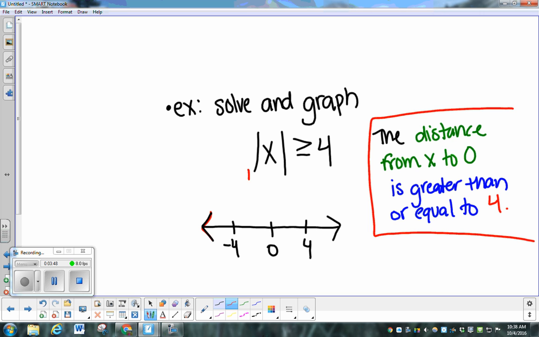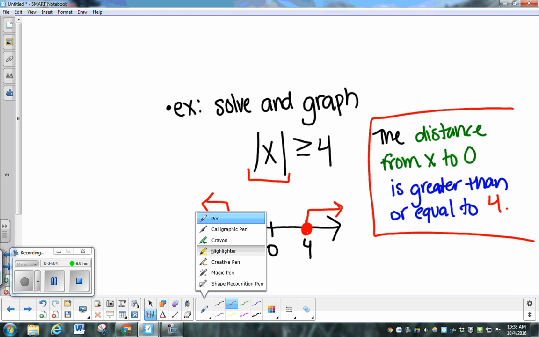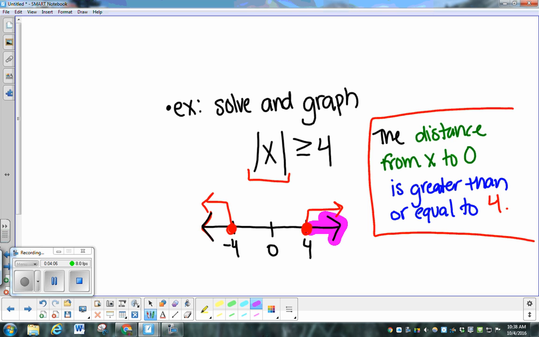But we know that the absolute value of x, which means the distance from 0, is bigger than 4. It has to be more than 4 units away. So it could be 4 units away in this direction or this direction, or it could be anything more than 4 units away. So in either of those directions. You could use a highlighter for that too.